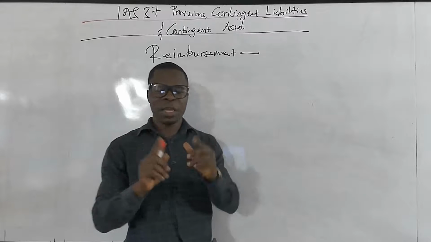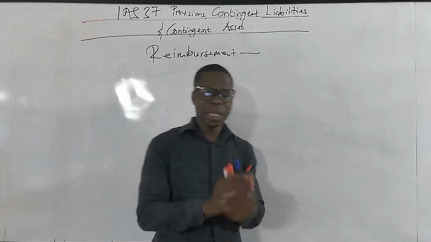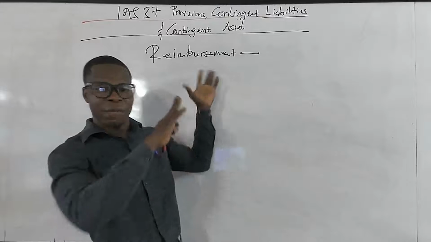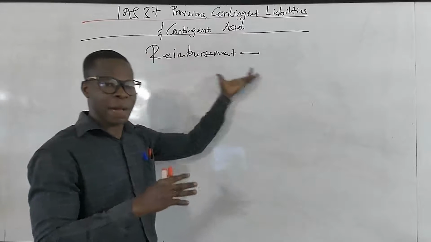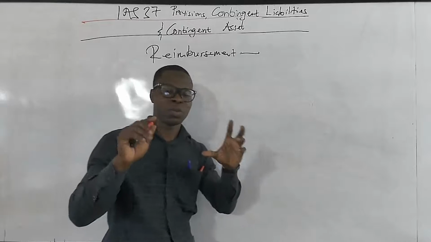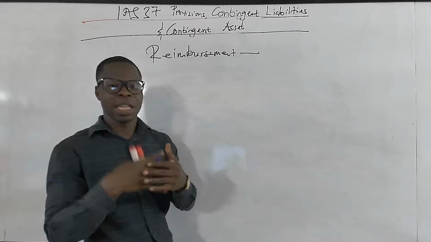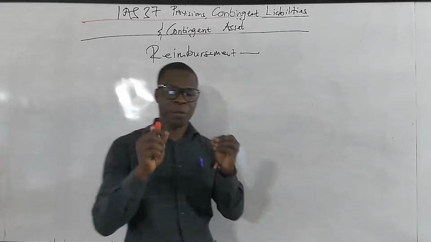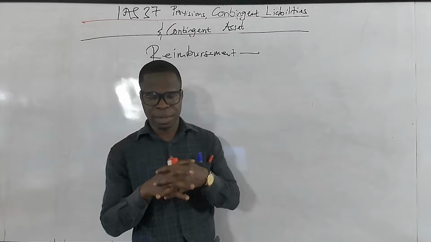The only way we can account for reimbursement or recovering of a provision is when the criteria of what is virtually certain is met. We can recover the amount with this certainty, and this certainty is what we call virtually certain. And then we can also measure it, and it's probable that the recovery will actually be realized. That is only when we can account for reimbursement.